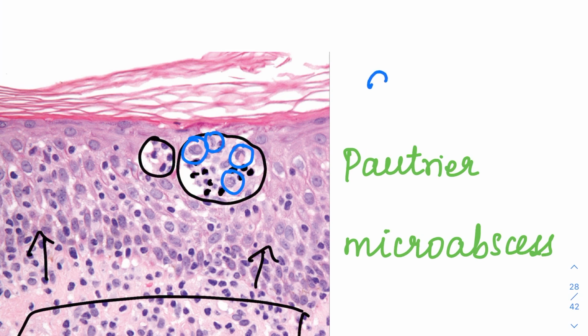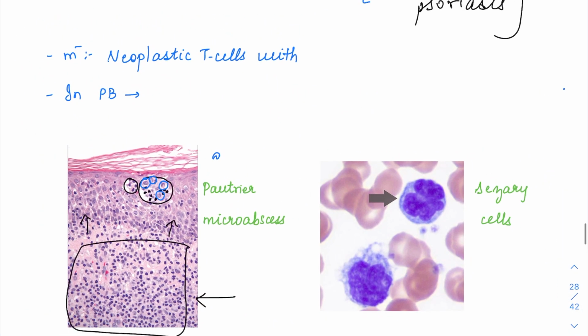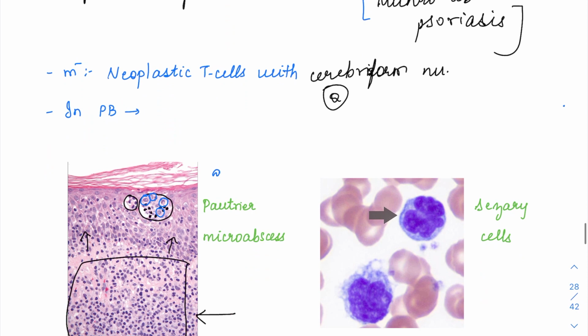They are having this kind of a nucleus. So this is called a cerebriform nucleus. They are having folded nuclei basically. So infoldings of the nuclear membrane are going to be there, so it appears as if it is looking like the brain. So it is called a cerebriform nucleus. The cerebriform nucleus is again characteristic for this mycosis fungoides.